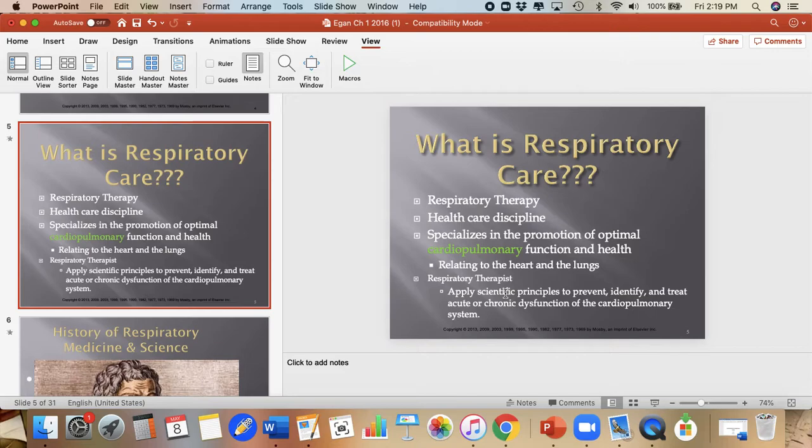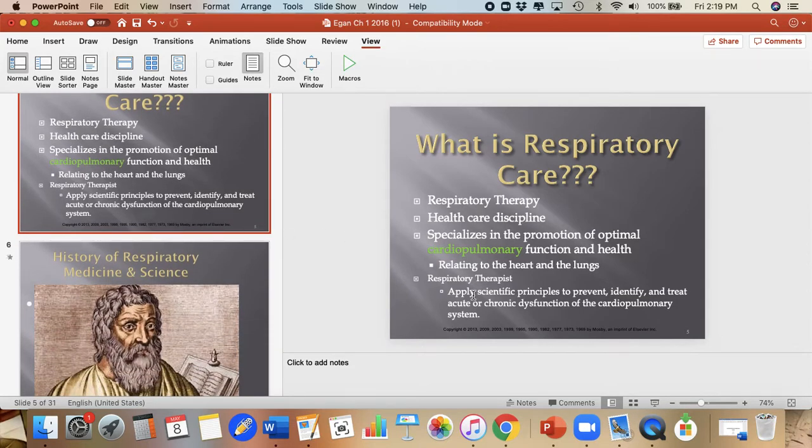So focusing on the cardiopulmonary system, understanding the functions, what each does, how it affects the other, what tools we use to monitor those systems are all key pieces of information to be successful in respiratory therapy and taking care of our patients. Respiratory therapists specifically apply scientific principles to prevent, identify, and treat acute and chronic dysfunction of the cardiopulmonary system. So in a nutshell, that is the job definition of a respiratory therapist.